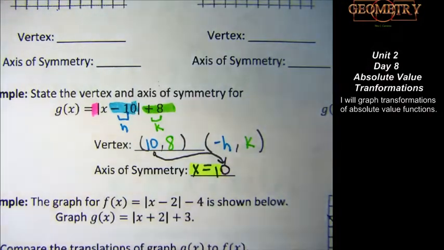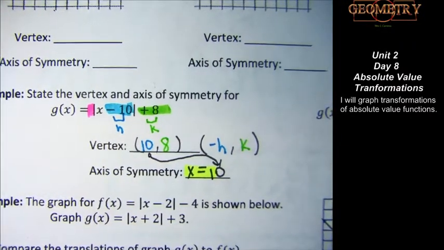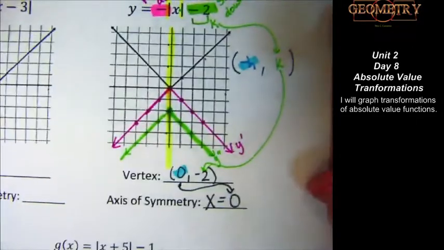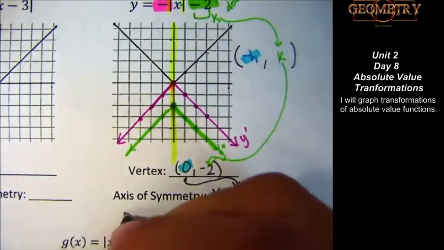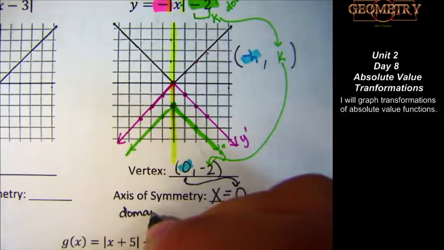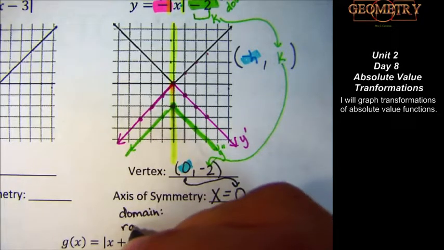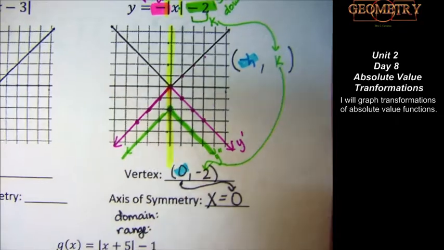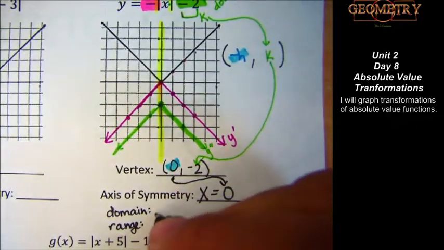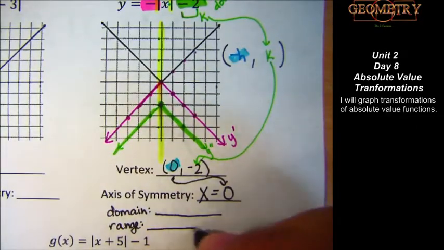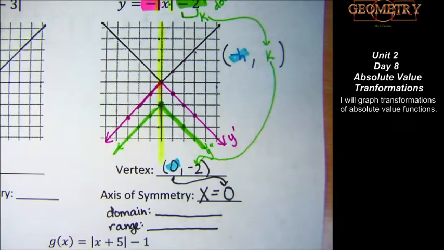I have one last thing to say, and that's domain and range. So let's come back up to the graph that I did originally, and let's add in a section for domain and a section for range. What did domain mean again? The x. Correct, all of the values that x could take.